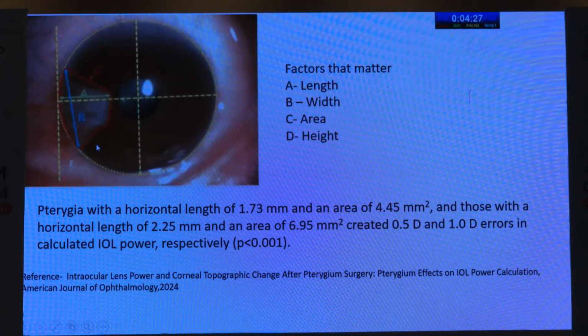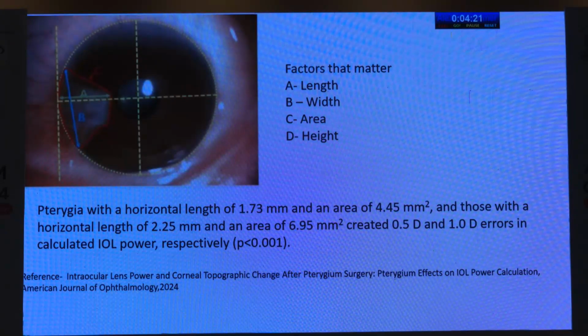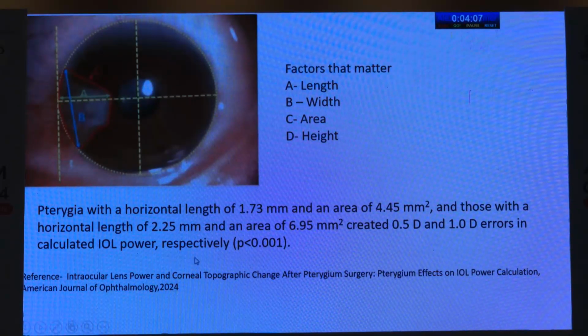Now, in this diagram, we can see that not only the length of the pterygium causes changes of the corneal surface, but the width and the area of the pterygium also cause corneal surface changes. A recent study published in the American Journal of Ophthalmology 2024 concluded that pterygium with a horizontal length of 1.7 millimeter and area of 4.45 millimeter square, and those with a horizontal length of 2.25 millimeter and area of 6.95 millimeter square, created 0.5 diopter and 1 diopter errors in calculated IOL power respectively.